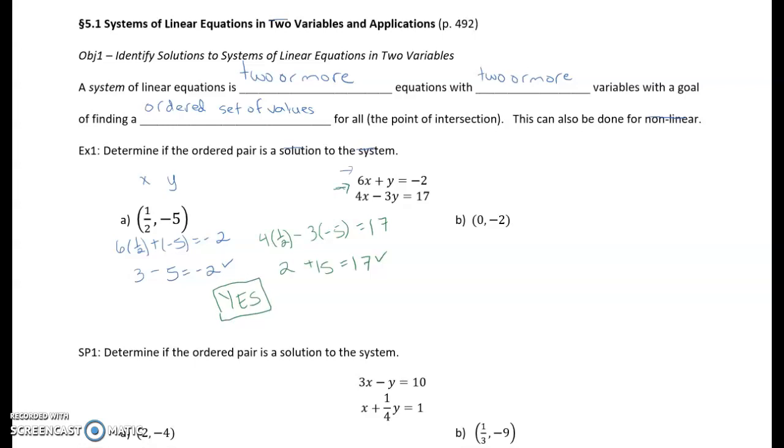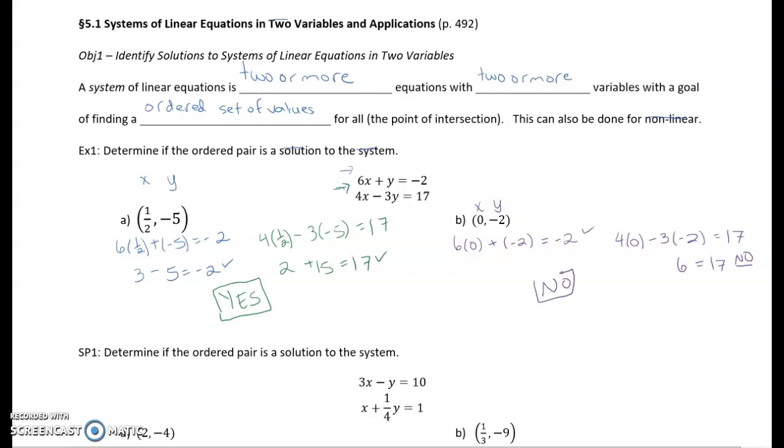So let's try that for the second one. We're going to plug in 0 for x and -2 for y into both equations. So 6 times 0 plus -2. I want to see if that equals -2. And you can see that it does, or you can keep working if you need to. In the second equation, 4 times 0 minus 3 times -2. I want to see if that equals 17. That's going to be 6. Does that equal 17? No, it does not. So it works for one, it does not work for the other, so the answer is no.